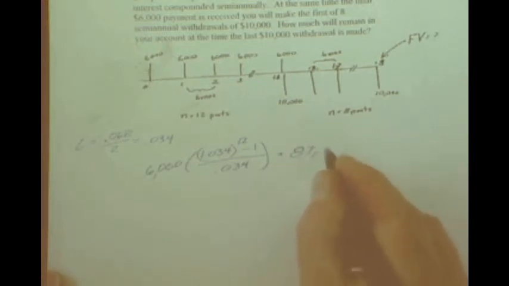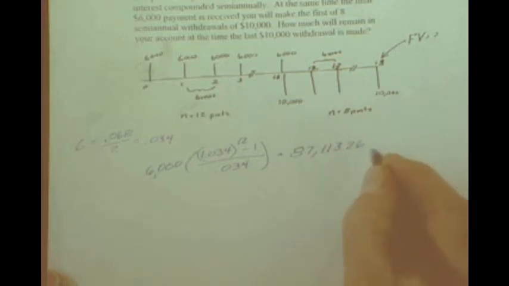The strategy is pretty straightforward. Let's try to get all of these cash flows consolidated at time 18, the time of the last $10,000 withdrawal. And to do that, I'll throw my future value of an annuity equation at the first 12 payment annuity, and we will have $87,113 in the account at time 11.